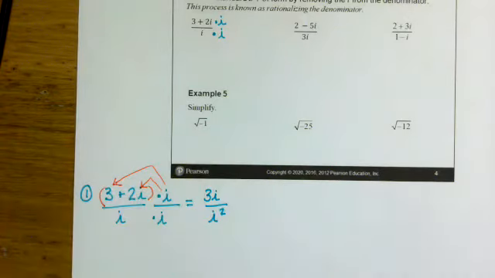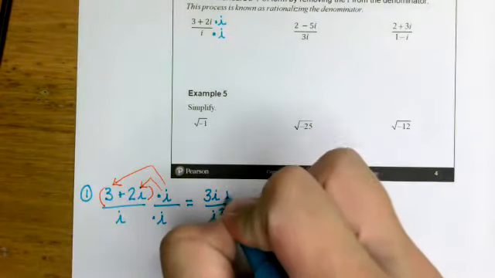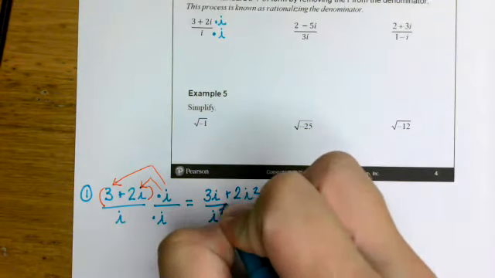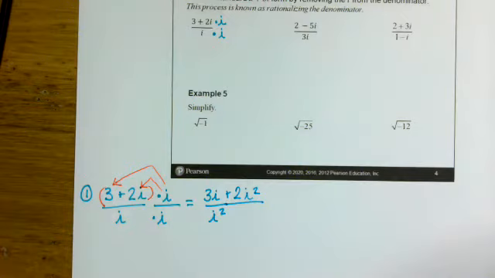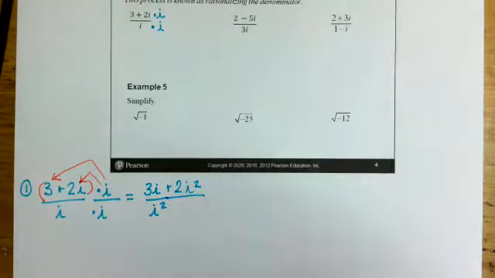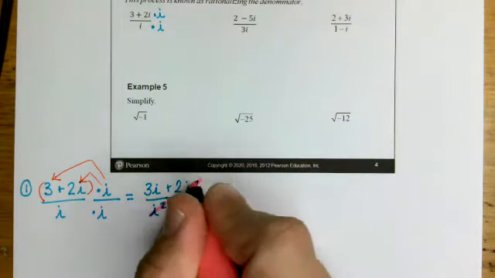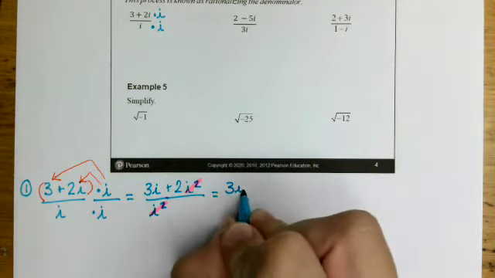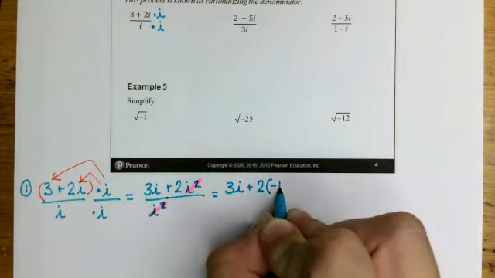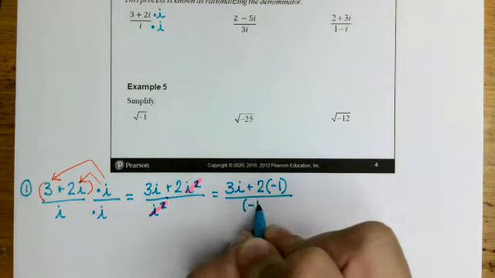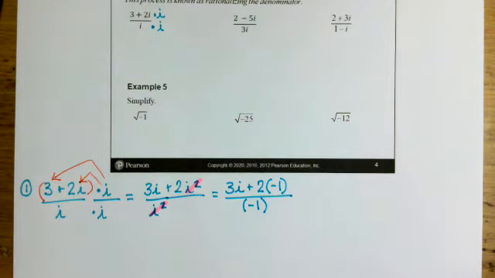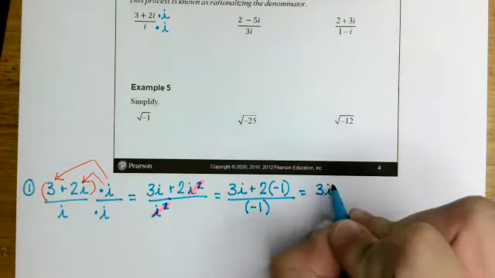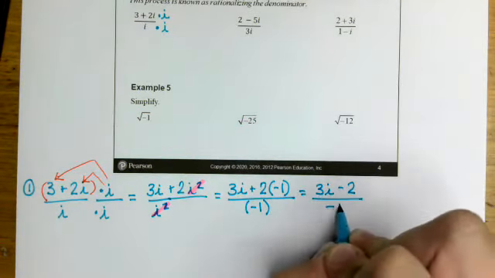Right? Plus 2i squared. I see some i squareds. Let's turn them into -1s. 3i plus 2 times -1 all over -1. Okay. Now, that's 3i minus 2 over -1.